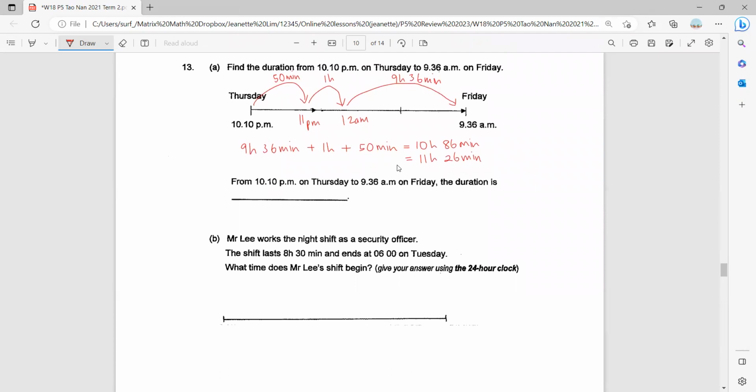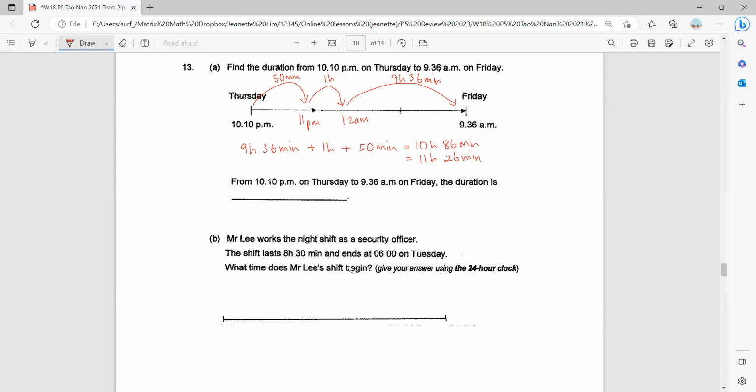Okay, for part B, Mr. Lee works the night shift as a security officer. Shift lasts 8 hours, 30 minutes and ends at 6 a.m. This is 6 a.m., 0600, on Tuesday. What time does his shift begin? You're supposed to use a 24-hour clock.